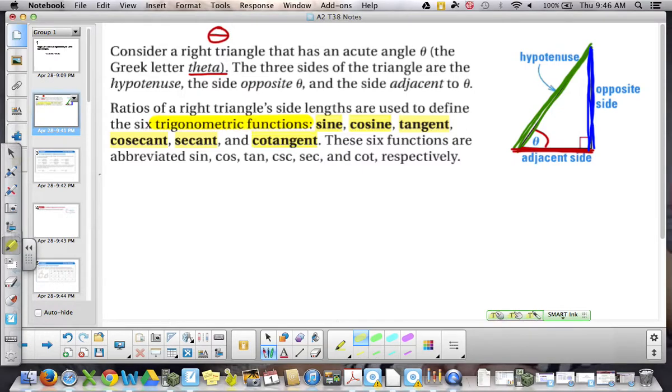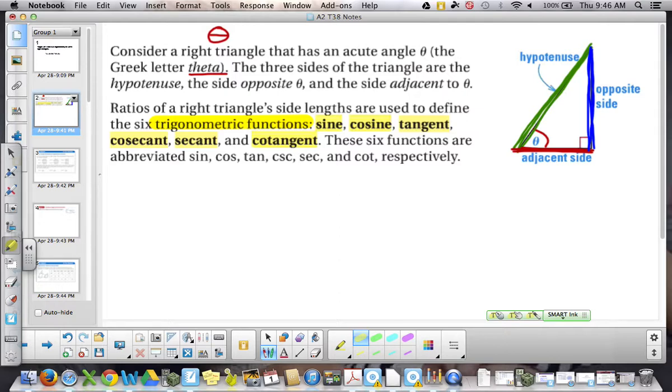So trig functions. And those are called the sine. S-I-N-E is pronounced sine, just like a stop sign. Cosine, tangent, cosecant, secant, and cotangent. Right, so sine, cosine, tangent, cosecant, secant, and cotangent.